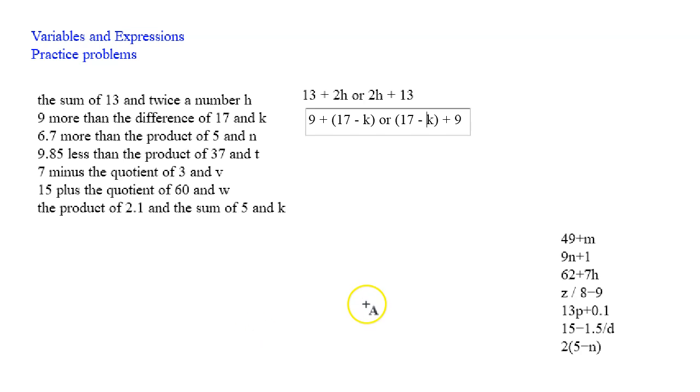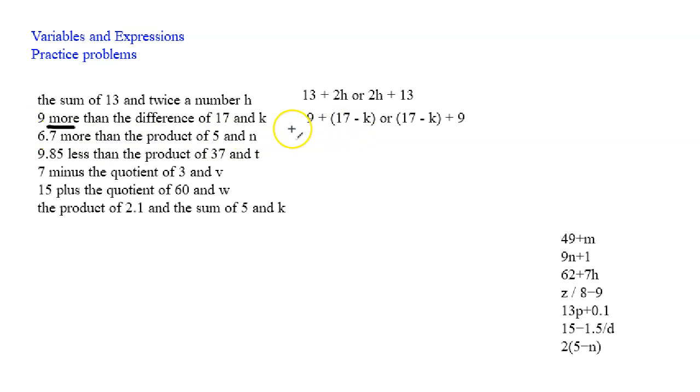All right, so this one is 9 more, so we're definitely going to be adding with this part. The difference of 17 and k, remember, if you're struggling with whether it's 17 minus k or k minus 17, put a number in k's place and then think about what that numerical expression is saying. So for example, the difference of 17 and 5 is 12. Okay, so I'd go 17 minus 5, whereas if I did the difference of 5 and 17, that would be negative 12. So it depends upon which one comes first.